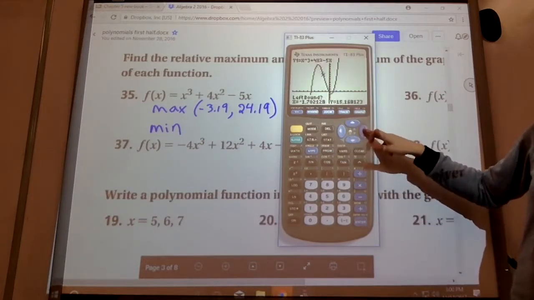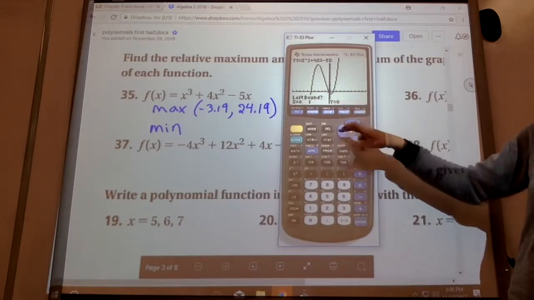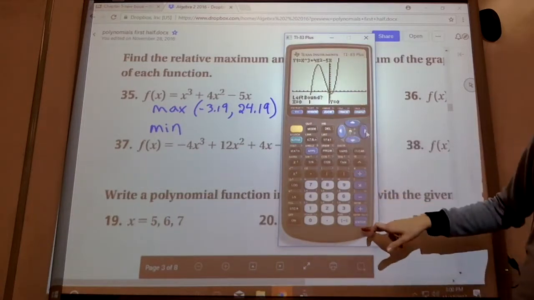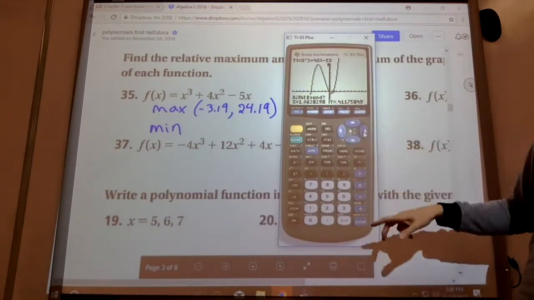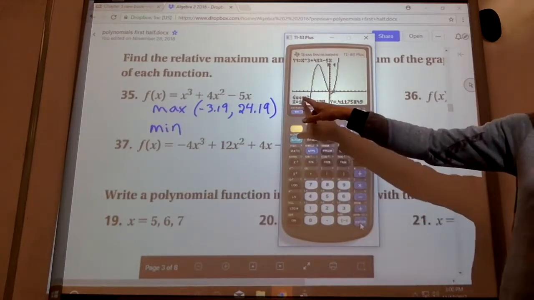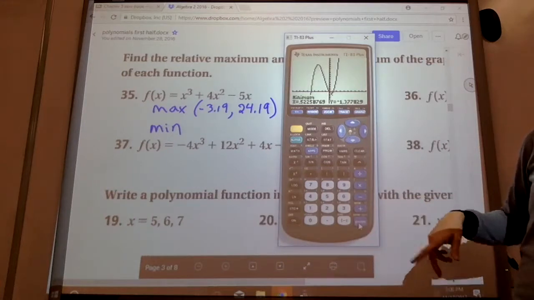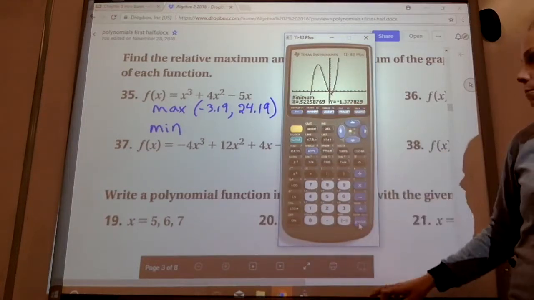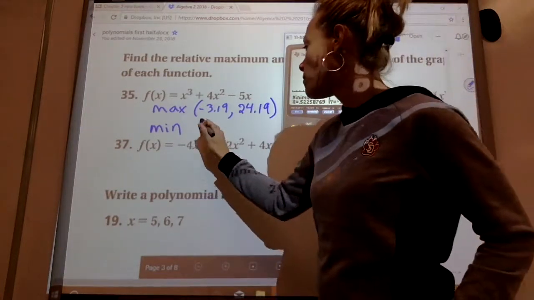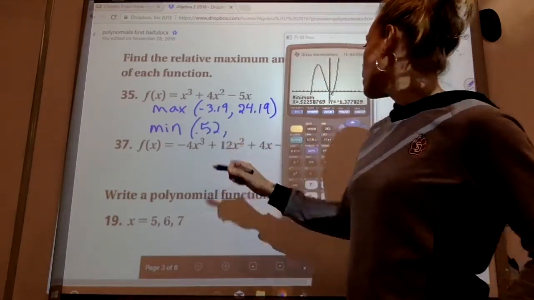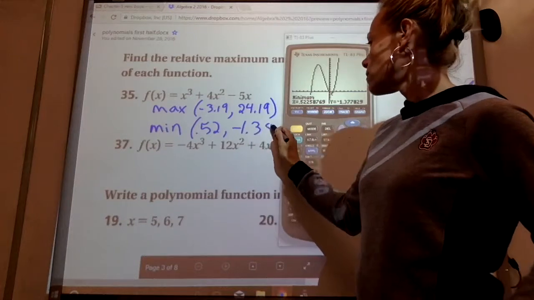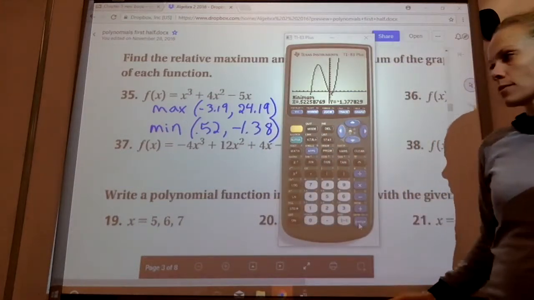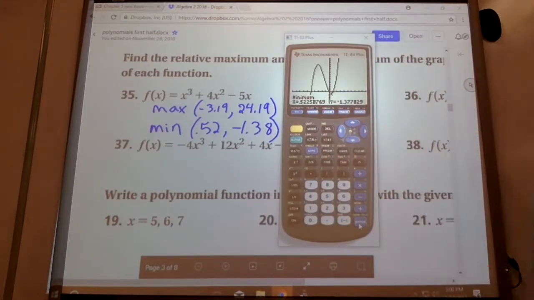So I need to go all the way down the left side of the minimum, push enter. Go to the right side of that minimum, push enter. Guess, yes, push enter one more time. And that's the min, 0.52, -1.38. I found the max and the min.